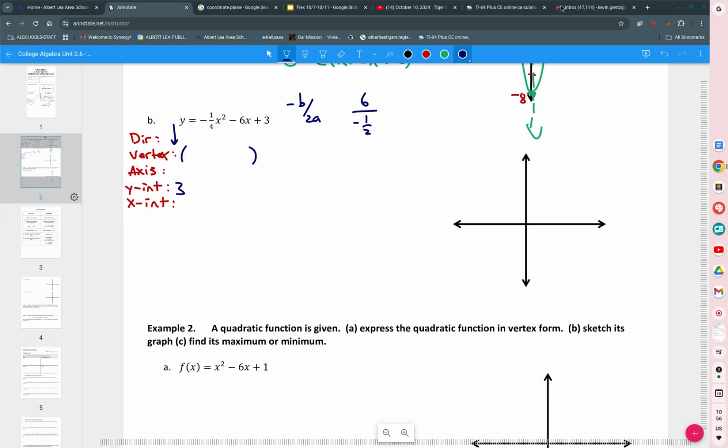If I do 6 divided by negative a half, that's not the same as 3. Instead of dividing by a fraction, we multiply by the reciprocal. So it's 6 times negative 2, which is negative 12. How did I get that?